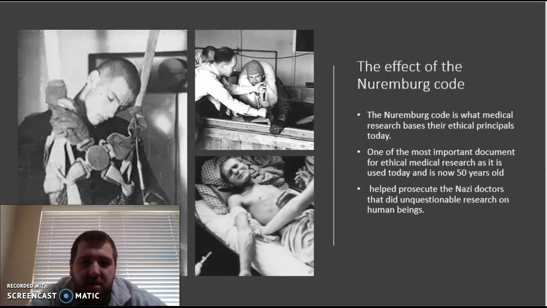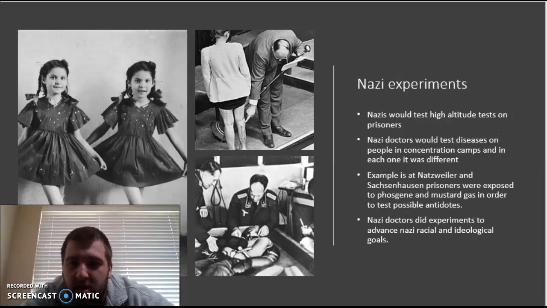These photos show what the Nazi doctors did on prisoners in concentration camps and prisoners of war. Nazis would conduct high-altitude tests on prisoners. Nazi doctors would test diseases on people in concentration camps, and in each one it was different. An example are these two camps. Their prisoners were exposed to phosgene and mustard gas in order to test possible antidotes.